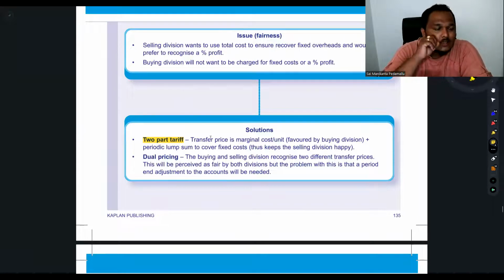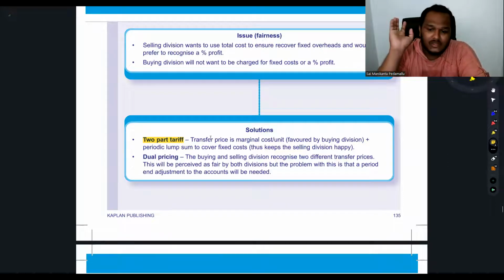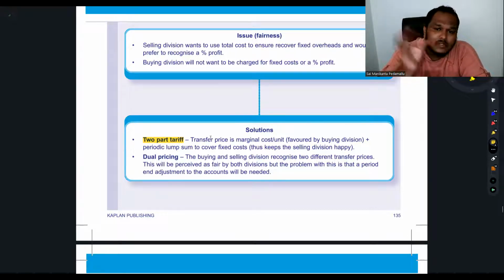So Division B is saying, remember one thing, we'll pay you marginal cost every time, only the marginal cost. Then how will Division A recover fixed cost? Don't worry. At the end of each year, or periodically, quarterly, half yearly, whatever, we will pay you a lump sum amount for recovering your fixed cost. So periodically marginal cost will be paid, and in one lump sum we'll pay you fixed cost also for your recovery, so that your division also makes some profit. That is called two-part tariff.